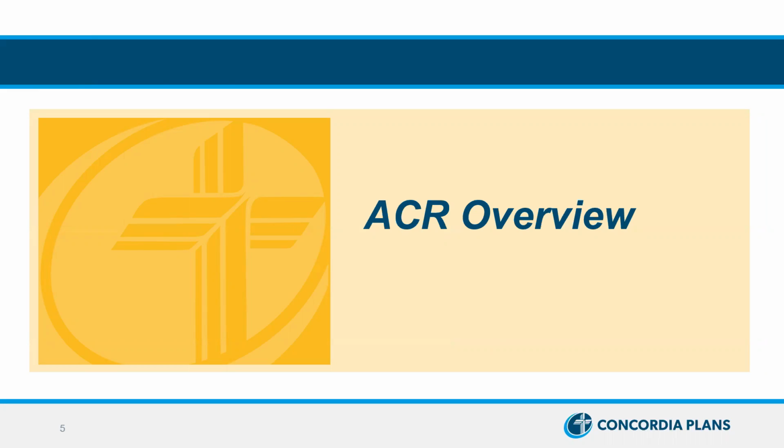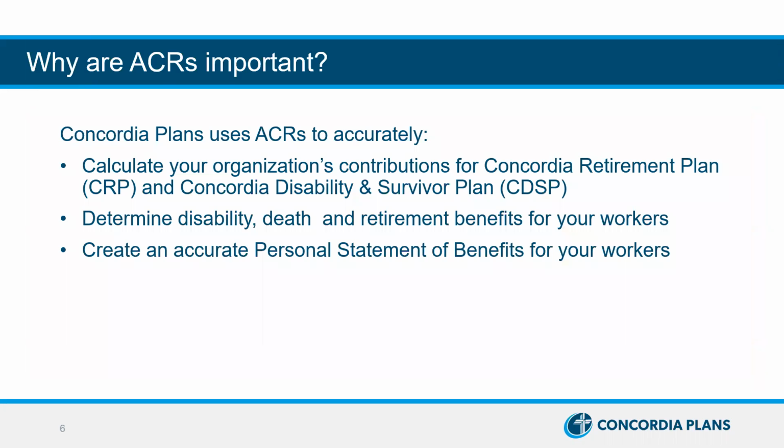So let's talk about why ACRs are important. Concordia Plans uses the ACR to calculate your organization's contributions for the retirement plan and the disability and survivor plan. It is also used to determine disability, death, and retirement benefits for your workers, as well as create an accurate personal statement of benefits.